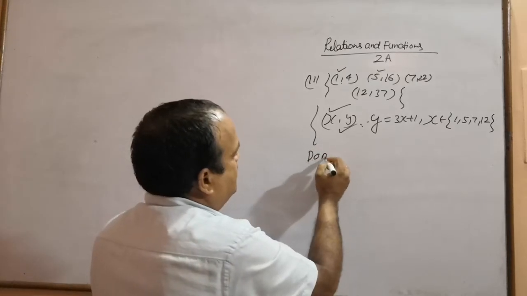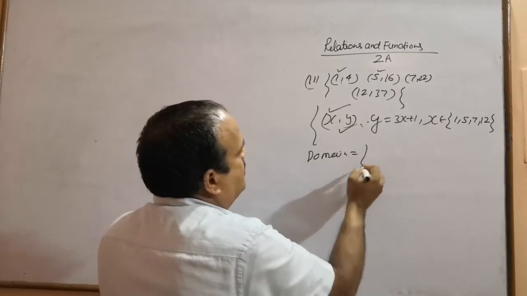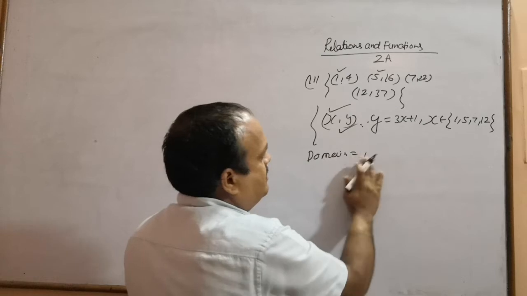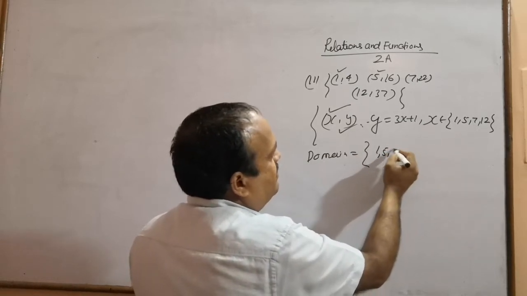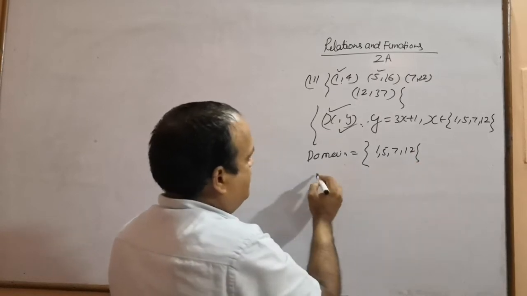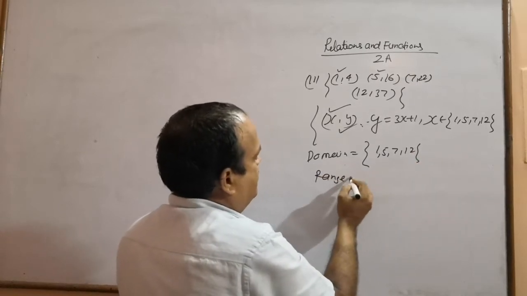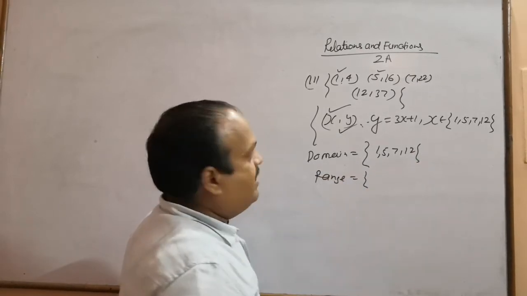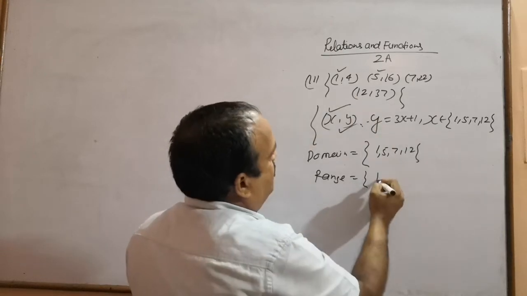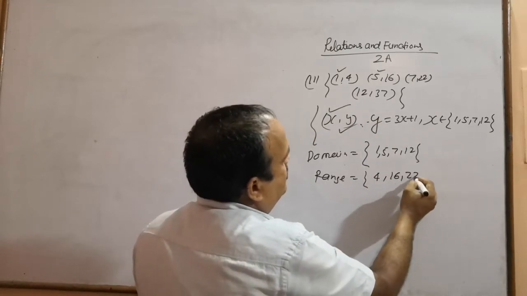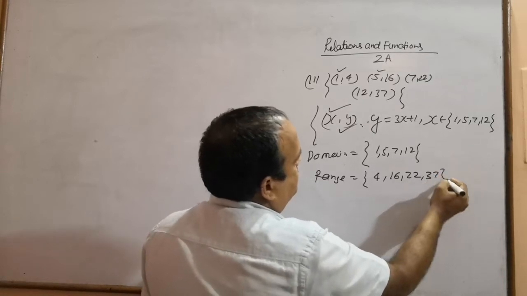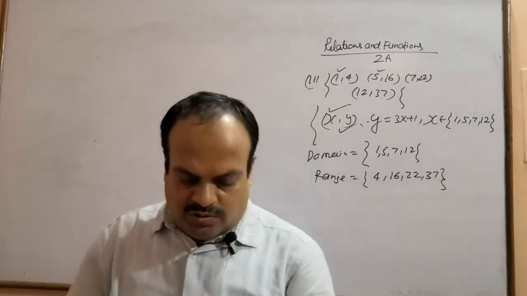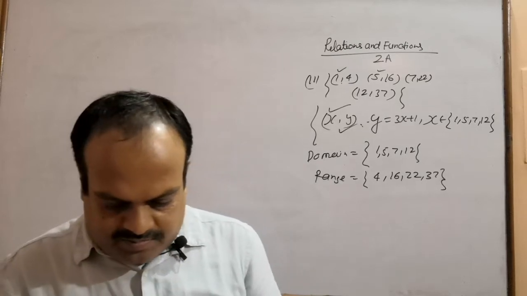So domain will be the set of collection of x: 1, 5, 7, 12. Range, the values of y: 4, 16, 22, 37.